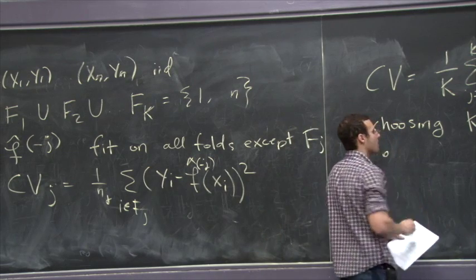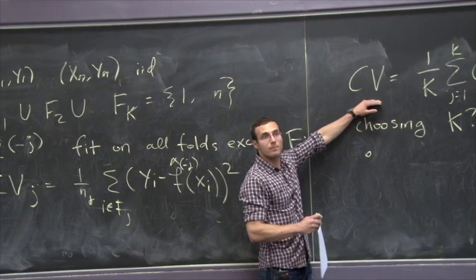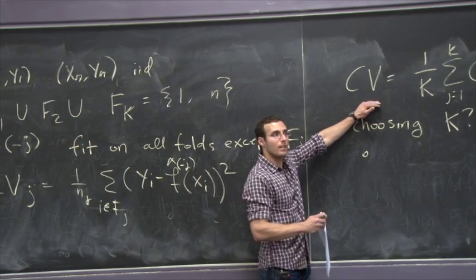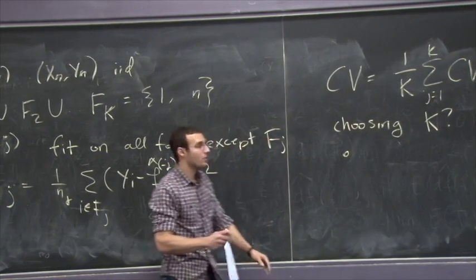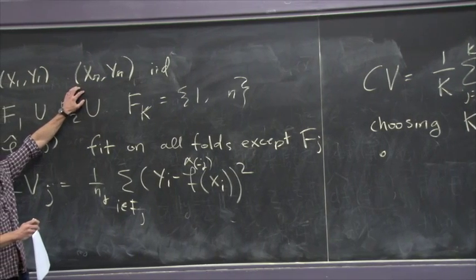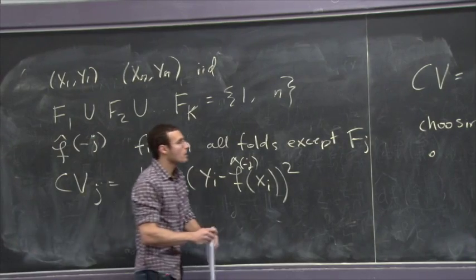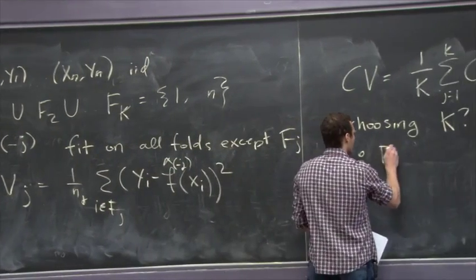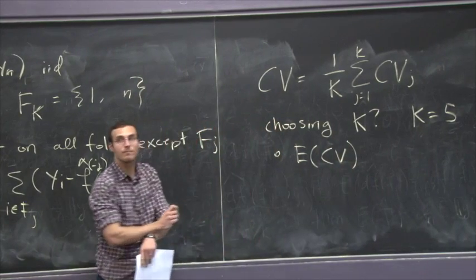I'm not going to call it bias for now. Let's look at the mean of the CV estimate, right? So the CV estimate is trying to estimate the expected test error. So what happens if we take f hat, train on all of these pairs, and then test it on some new independent data? What does the mean of the CV estimate look like?